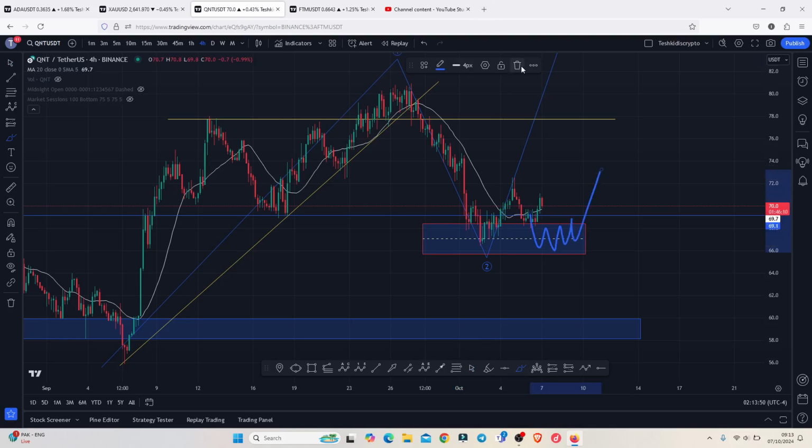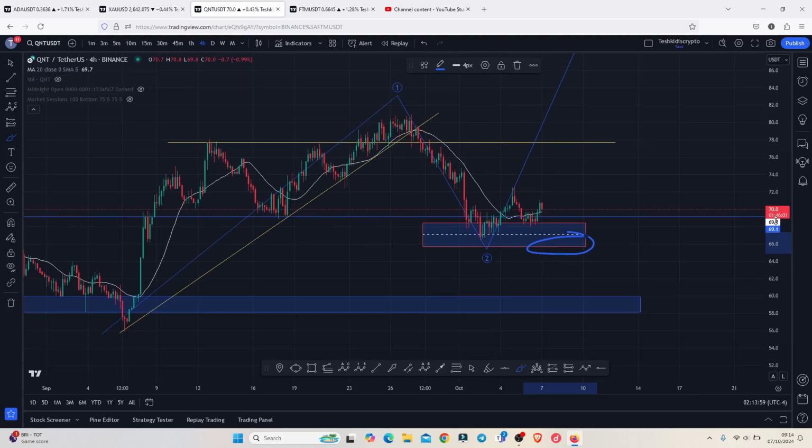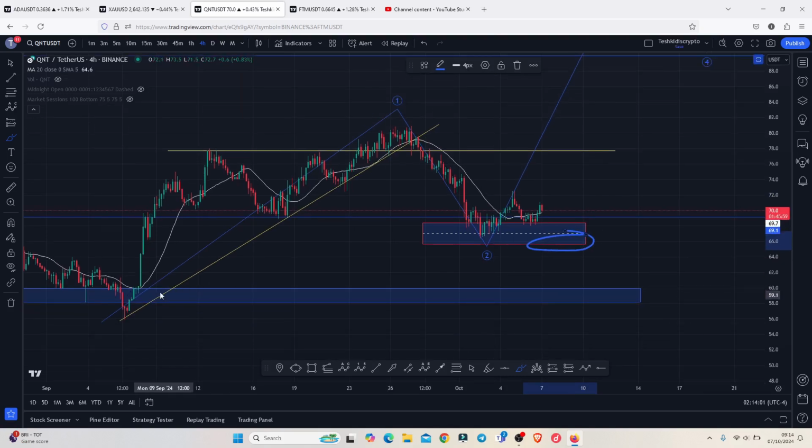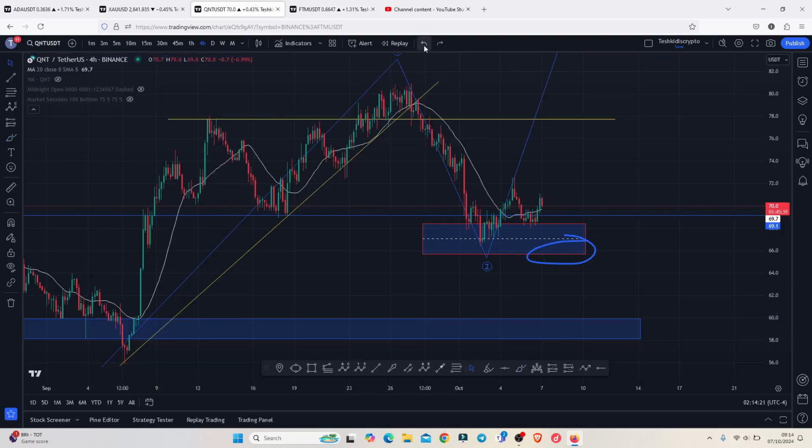But if by any chance we break to the lower side of this target area, then that will be increasing the chances of QNT giving us a total breakdown move, giving us a reset of the lows that we made down here below the $50, the $56 in the next coming hours or maybe days. And maybe from that point, we can start to evaluate a more bullish or maybe a more bearish scenario for the next coming days.